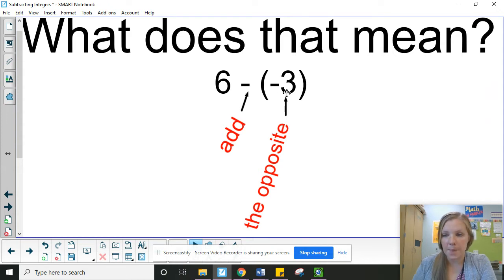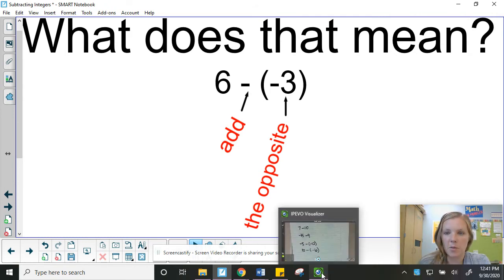We reviewed what opposite means. Opposite, if you remember, means it's the quantity that combines to make 0. So the opposite of a -3 is a +3. So we're going to add the opposite. Let's do some examples so you know what I mean.